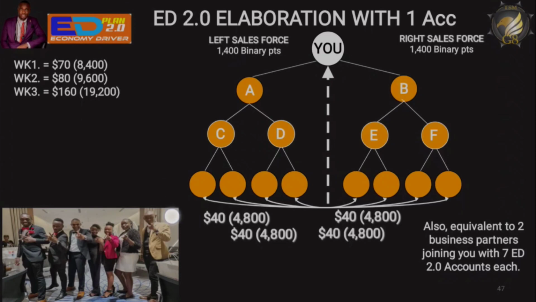So here they can join with 7 accounts of ED 2.0 and 7 accounts of ED 2.0, or this one person can join with a digiverse and a digiverse. And by that, you'll be able to earn that same income as someone who has been building the team for a period of 3 weeks. Okay, so that is what happens.